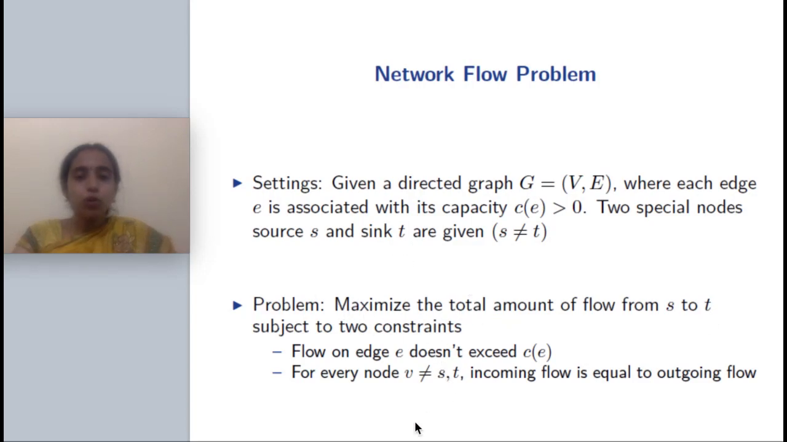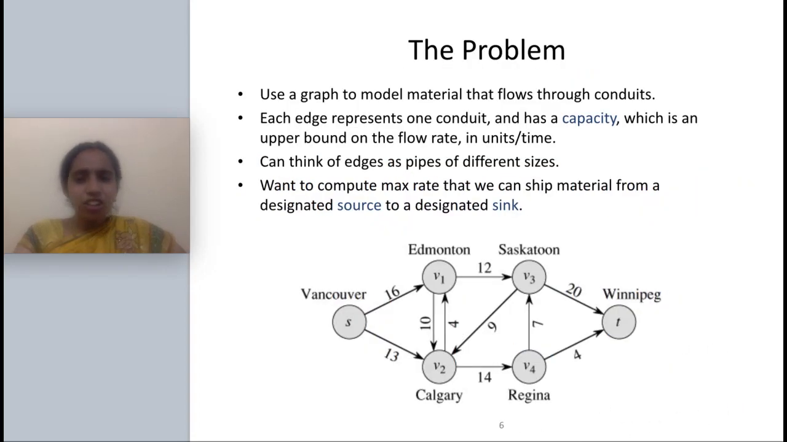Always you have to keep two constraints in mind. The first constraint is that the flow on the edge should not exceed the capacity, because if the capacity is 5 units, you cannot pass more than 5 units through it. So the edge flow should never exceed the capacity. Second, except for the source and sink, for any vertex, the incoming flow and the outgoing flow should be equal. If you see a problem, it will be more clear.